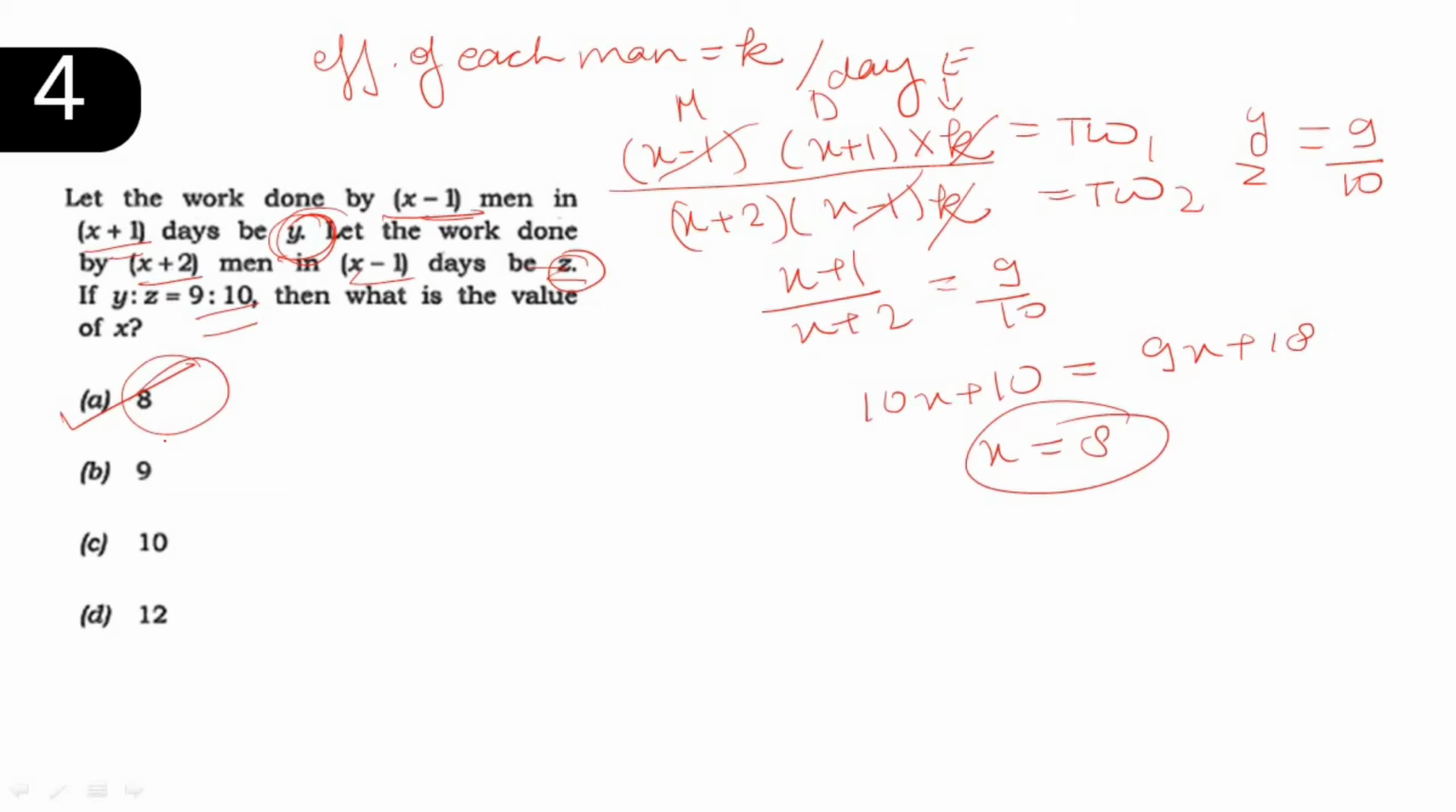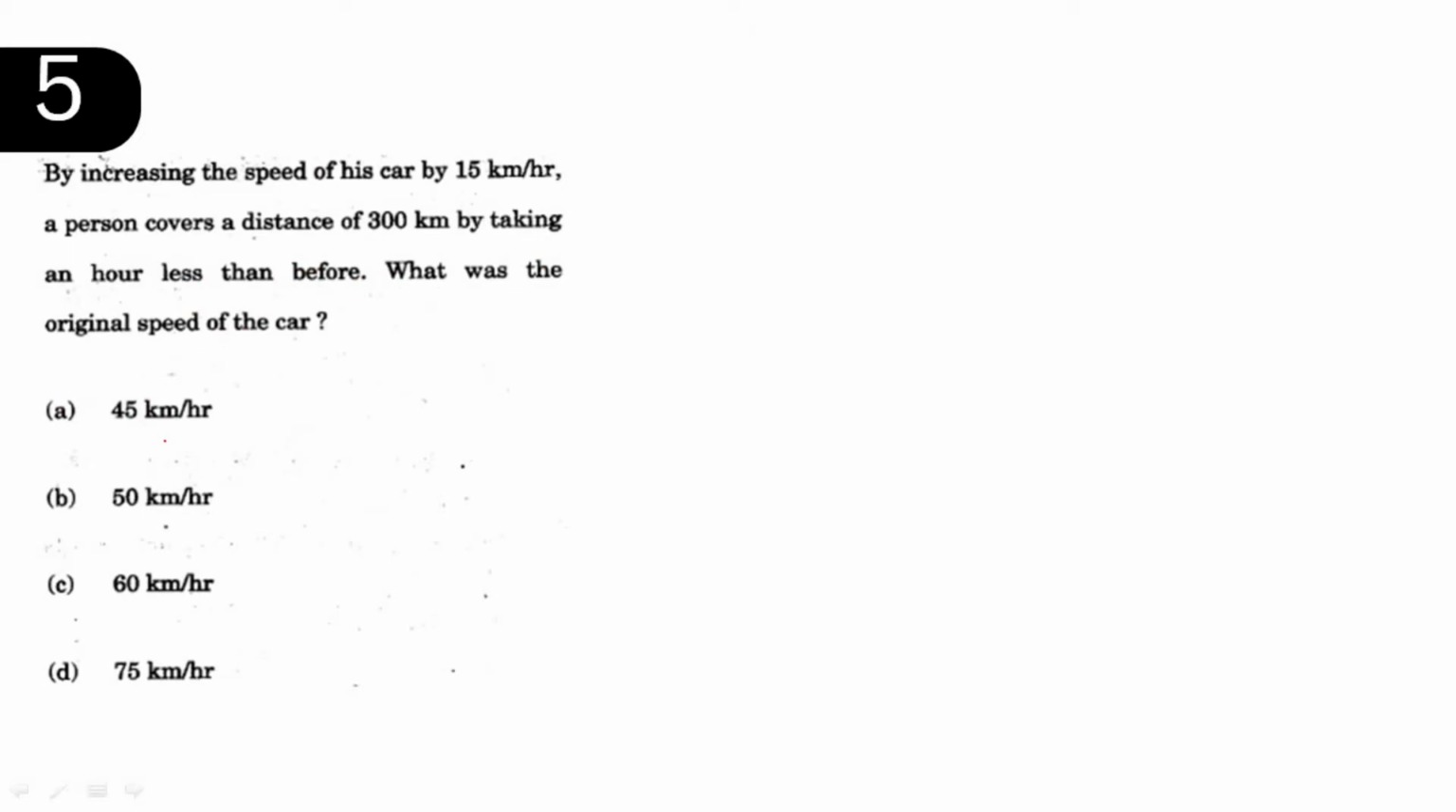What we have done, just we have to consider the efficiency of each man is k work per day. So we can calculate the total work of both the sets of men and days, and we can just put into the ratio which is given. Moving on to the next question.